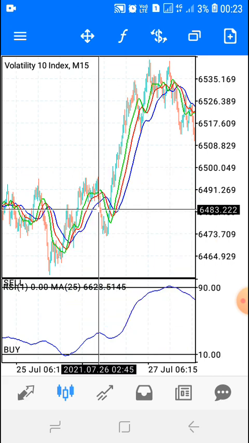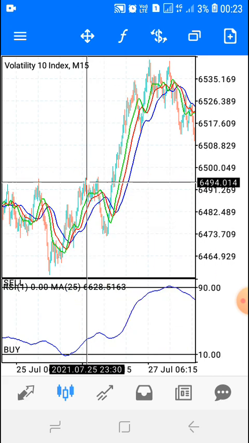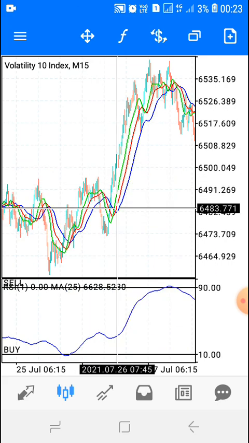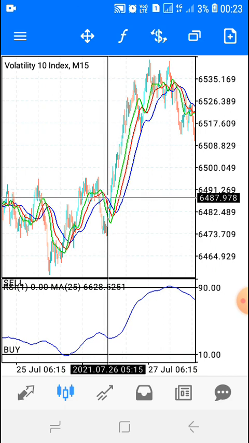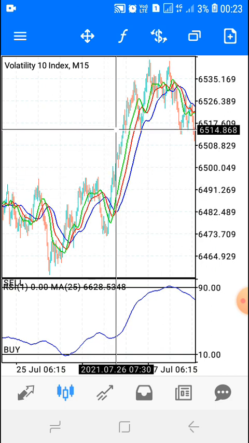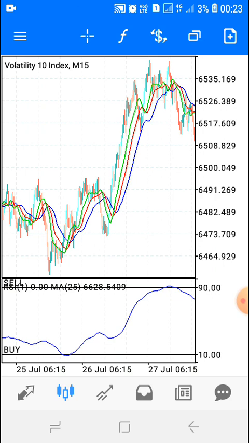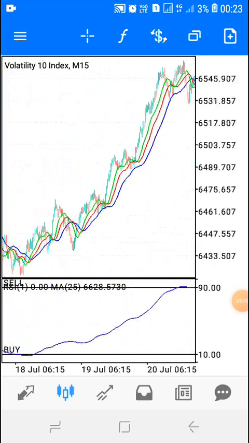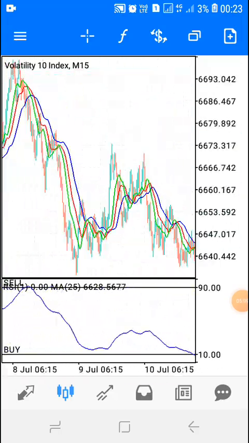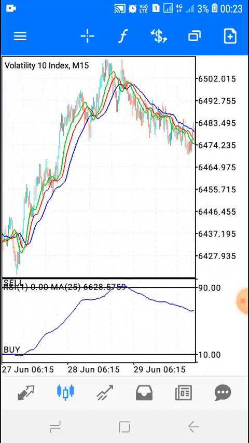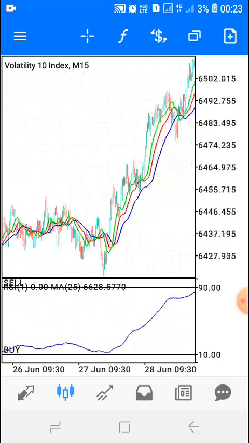Remember that volatility indexes are very volatile. For example, if you open up a nice lot size from this point to this point, you can make a lot of money. You don't need to stay in trades too long. And remember, this strategy is for the 15-minute time frame, but you can use it in a 1-minute time frame as well. But I'll be dropping more ways on how you can use this strategy in different time frames.